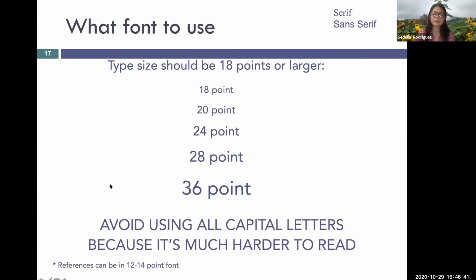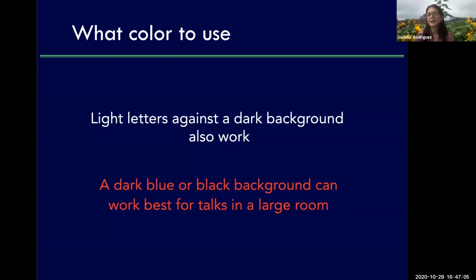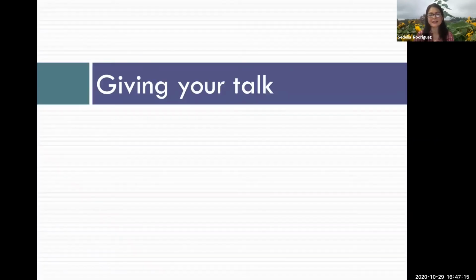All right. But if you do have any references or any citations, you can use something smaller, like 12 to 14 point font, right? And I guess these are some of the fonts that look good on PowerPoint, for example. Okay. What color to use? Remember that dark letters against a light background work best for small rooms, especially when the lights are on, like so. So you can clearly see what works and what doesn't, and practice looking at this.